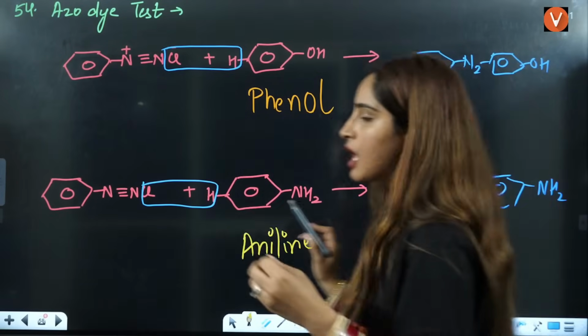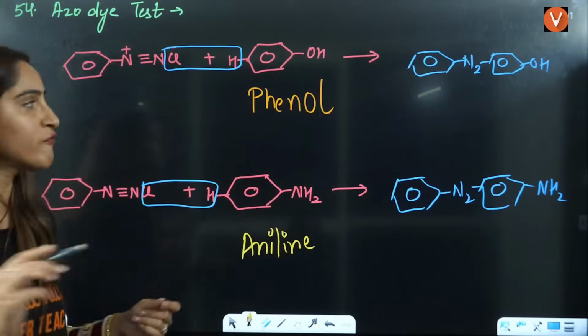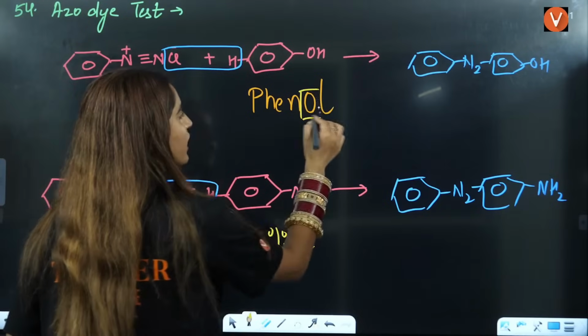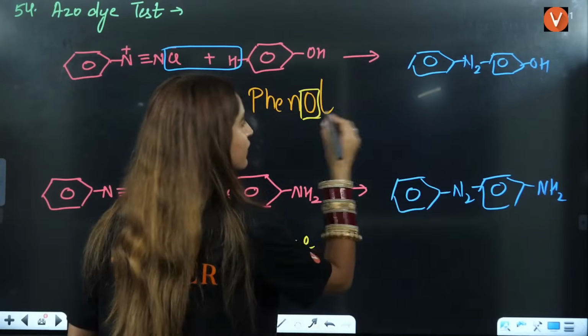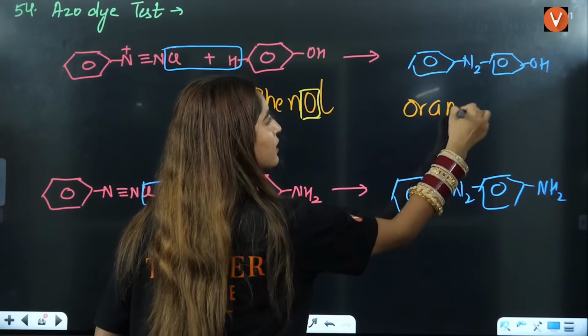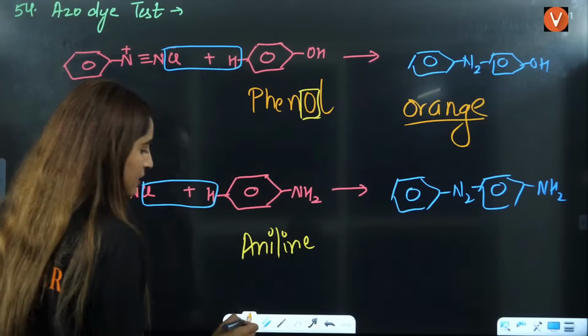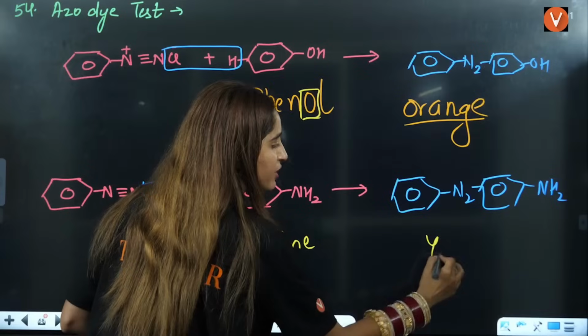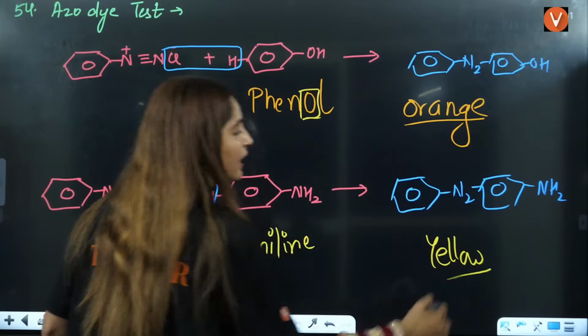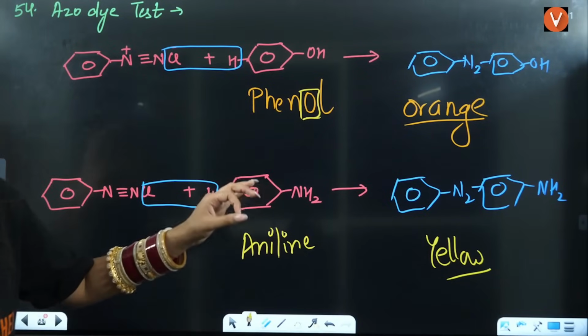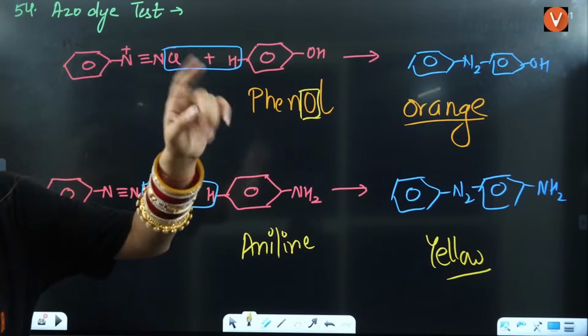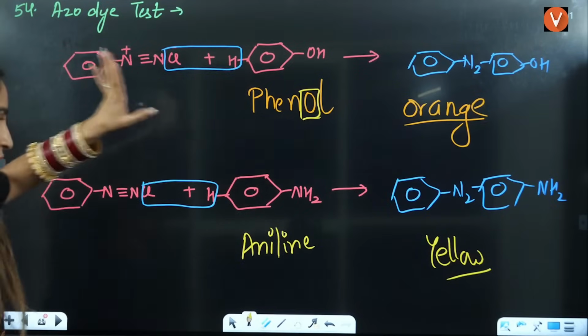So, the hint was that because it is phenol, you have O here. That is why orange color, I have also given you the color here. Orange color of dye is formed. Right? In aniline, you have yellow color of the dye. Very good, orange color, ma'am. Very good.